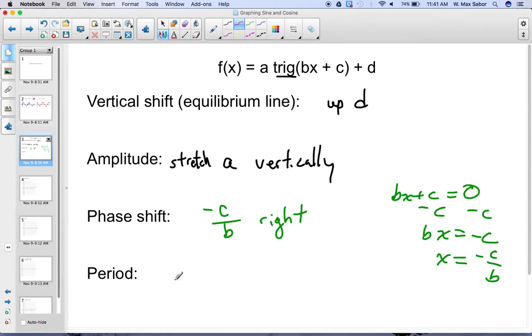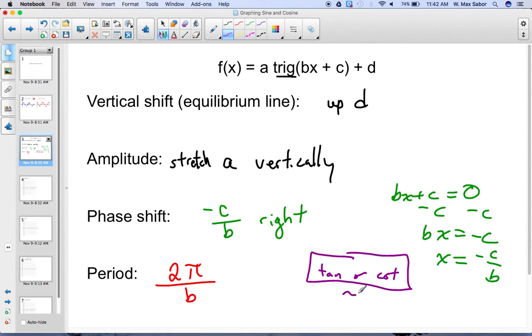And then for most of our functions, the period is going to be 2 pi in the basic one, and then we're going to divide that by b. However, specifically, this video is about sine and cosine, but when we have tangent or cotangent, we're going to have the period be pi over b.